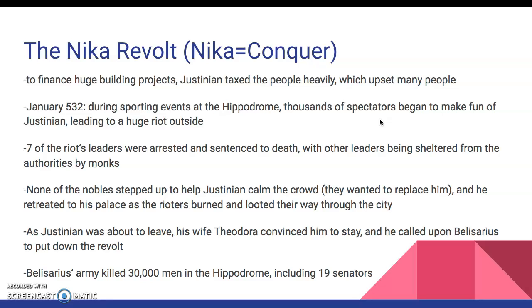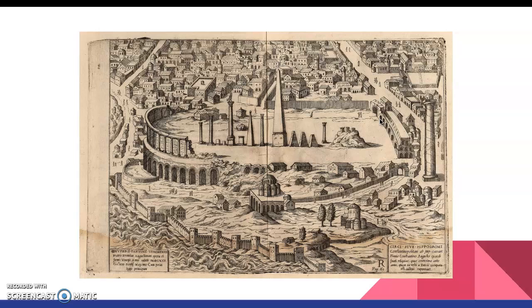As he figured this out, he retreated to his palace as rioters burned and looted their way through the city. As Justinian was about to leave via ship, his wife Theodora convinced him to stay, told him to stick around, be a man, and he called upon Belisarius to put down the revolt, and Belisarius did. They gathered 30,000 men in the Hippodrome and killed them all, including 19 senators. And that was the end of the revolt.